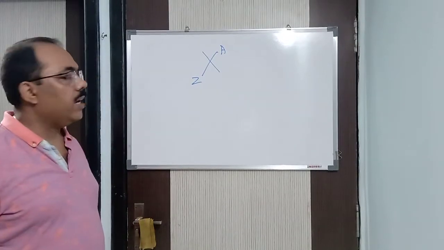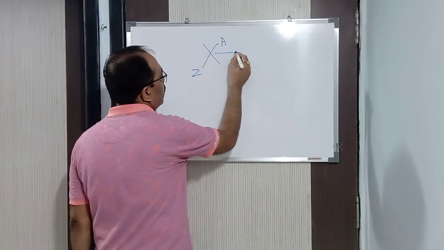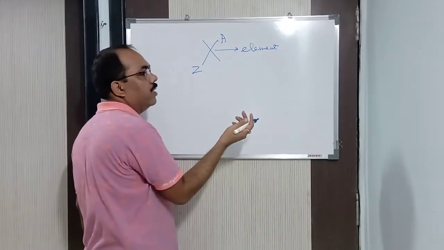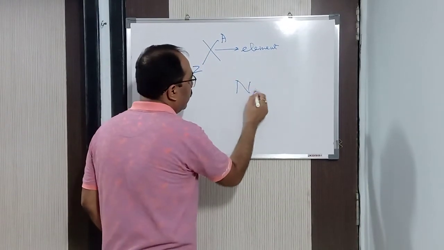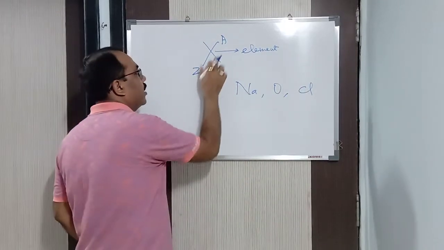Next, we will study atomic number and mass number. Here you can see I have taken an element, this X. X is any element. Now you will say, sir, there is no element called X. Okay, just for that reason I have taken X. X can be, let us say, sodium, oxygen, chlorine, anything. Any element, that is X.